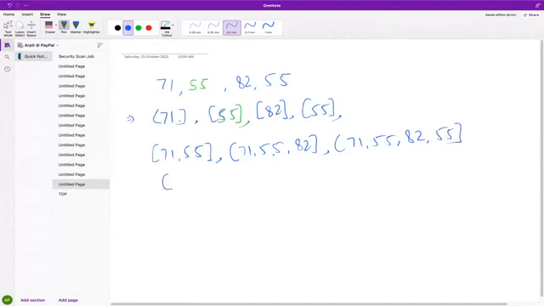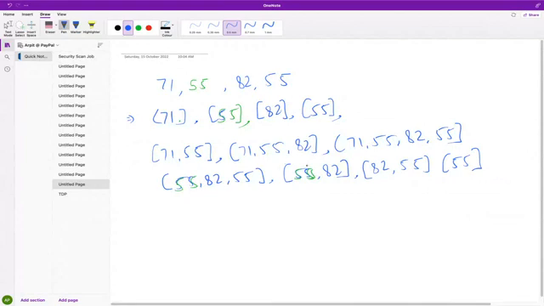Correct? And now this 71 is done. Now let's move into these things. 55, 82, 55. Correct? Now let's see 55, 82. And this 55 is the green one, sorry. This 55 is the green one. Okay? So now I think 55 is also done. Now let's take this one: 82, 55. And then the last 55.